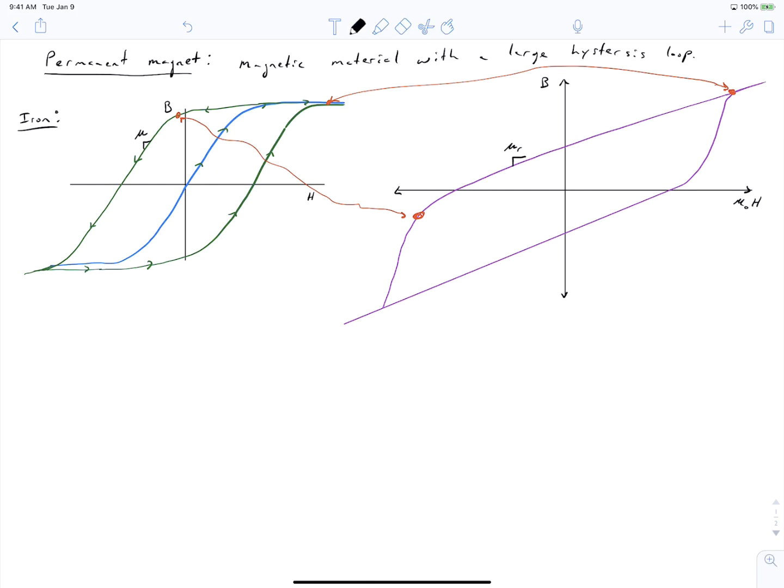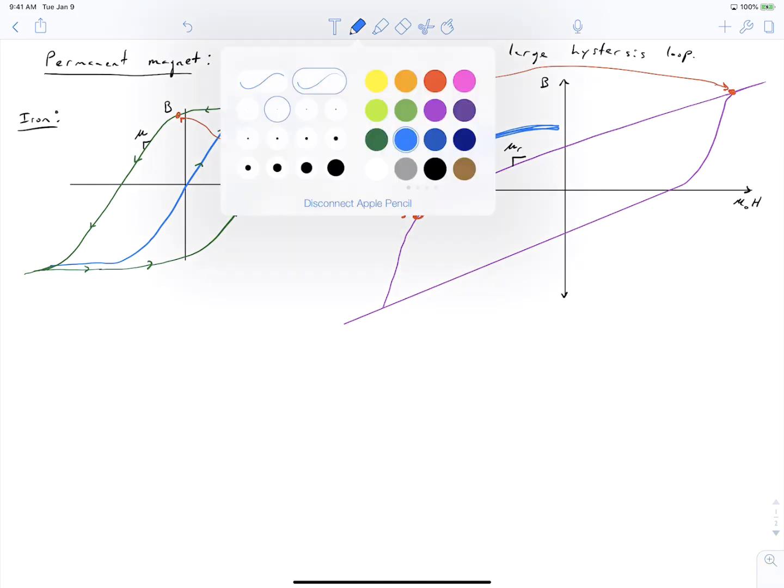Okay, when we operate a magnet in a magnetic circuit, our operation range is in the second quadrant of the BH curve, and so we'll now zoom in and sketch that down below.